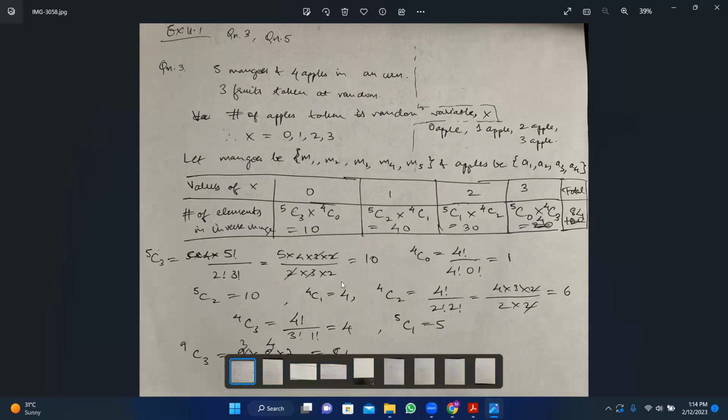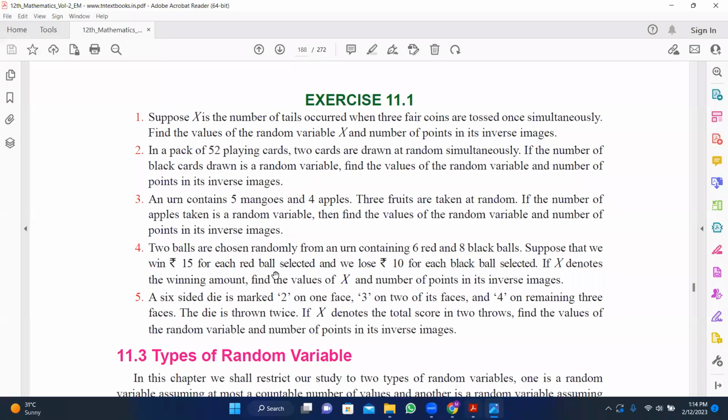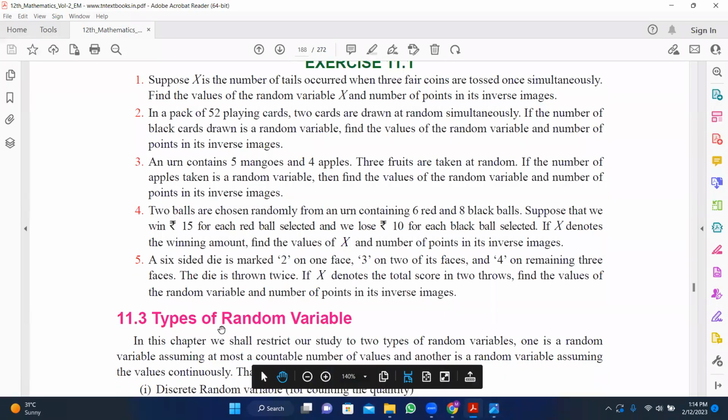Now moving on to the next problem, question number 5. A 6-sided die is marked 2 on one face, 3 on 2 of its faces, and 4 on remaining 3 faces. The die is thrown twice. If x denotes the total score in 2 throws, find the values of the random variable and number of points in its inverse images.